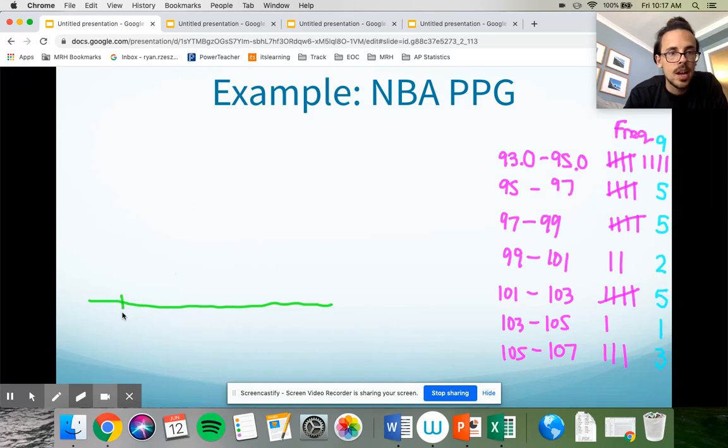I would have 93, then I would have 95 for my next mark right here, just like a regular number line in math class, etc., etc. So I'm going to go ahead and put my number line right here.